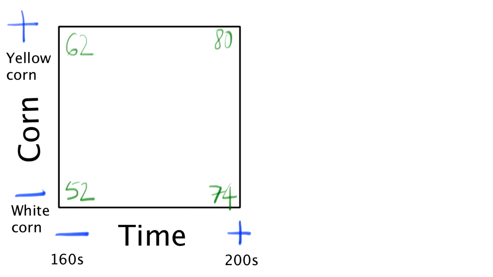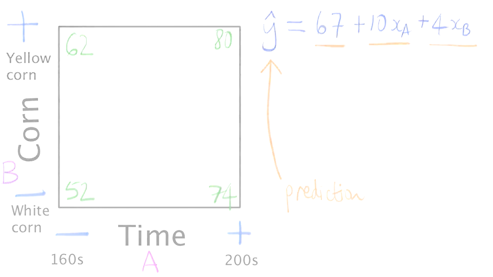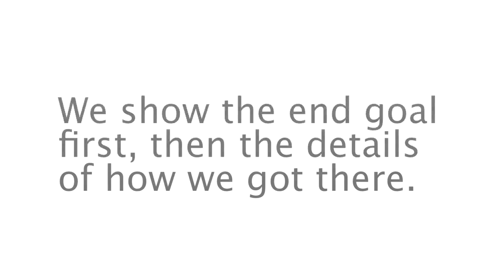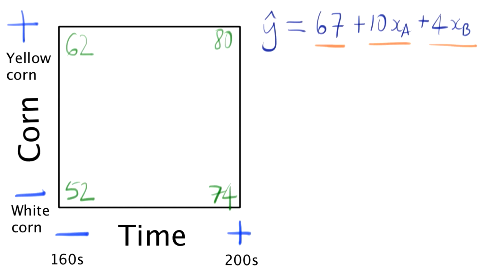So I'm going to go back to the popcorn results from the prior class, 2A, and I've redrawn the Q-plot here for you. By the end of this video, you'll be able to predict the number of popcorn we get. The prediction has three parts. The first part is the baseline amount of popcorn we expect. Then we're going to add to that the additional amount due to the cooking time, the A factor, and then there's the additional amount due to the popcorn type, the B factor. I'm going to show you how we make the predictions first, then go into the details of how we got these numbers, 67, 10, and 4.